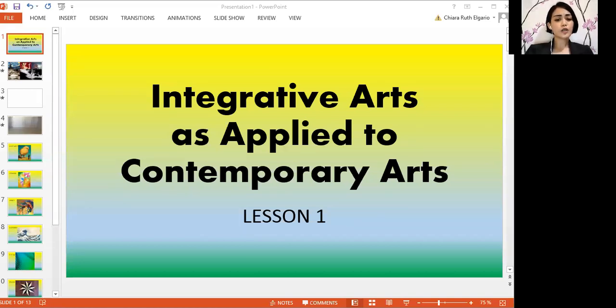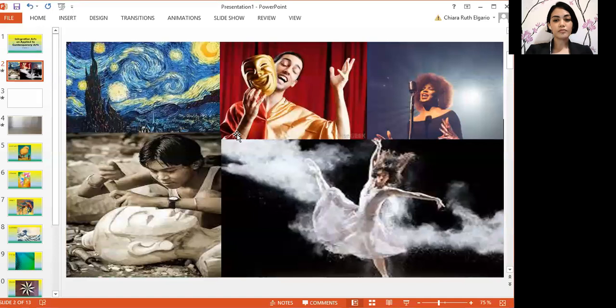Basically, the word art originated from the Latin ars, which means skill, and the Greek word techne, which means technology. For you to know the various art forms, I'm going to show this to you. We have visual arts, which is an expression of artistic ideas through images, structures, and tactile work. The examples are painting, sculpture, and architecture.